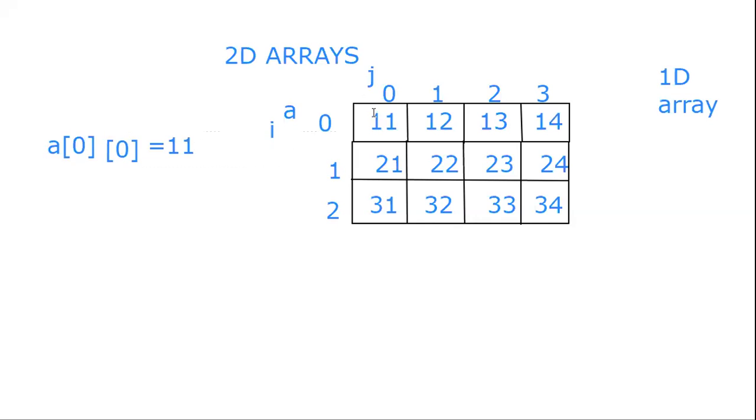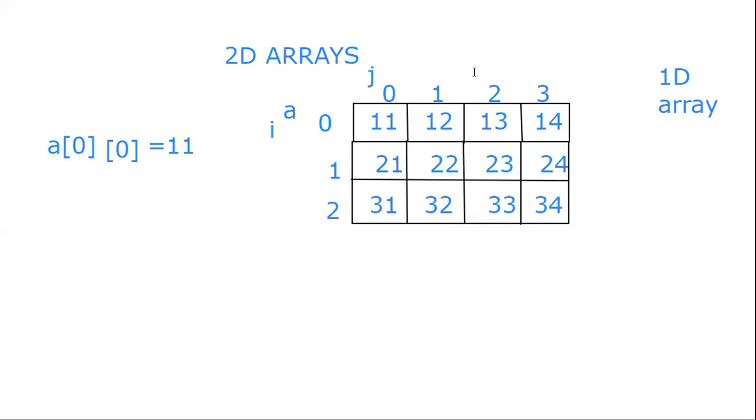How is this represented? The row number is 0. Row number is written first. Next, column number is also 0. Column number is written next. So 11 will be represented by A of 0, 0. In this case, A is the name of the two-dimensional array. I is the row number. There are 3 rows, so I has 3 values. And J is the column number. There are 4 columns, so J has 4 values, starting from 0, 1, 2, 3.